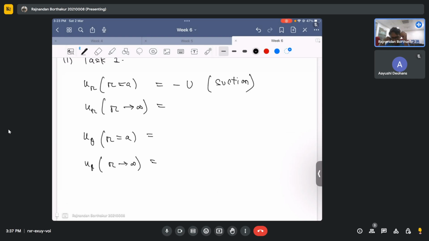Also, I would like to highlight one thing here: we are just interested in the flow field outside the cylinder. We are not bothered about how the fluid behaves inside the cylinder. So we are just interested in solutions where r is greater than or equal to a. I hope this is clear. So what is ur when r tends to infinity? 0. This means u theta when r tends to infinity is also 0, because the flow field far away from the cylinder is stationary.